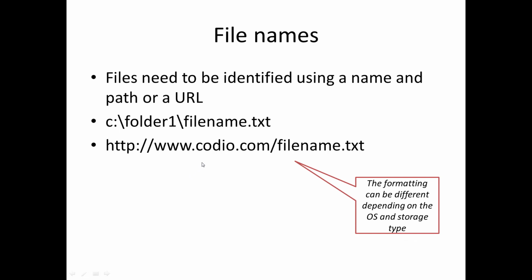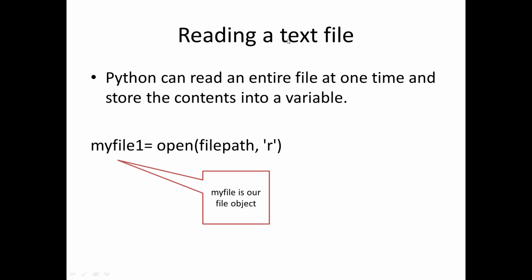The formatting can be different depending on the operating system and the storage type of your file, or where your program may be running. So once again, we can read an entire file at one time, and we can store the contents in a variable. So notice we are using the open method from Python where we're specifying the file path and the mode that we want to open the file, and we're assigning that file object to this variable named myFile. And you'll see it in use in a moment.